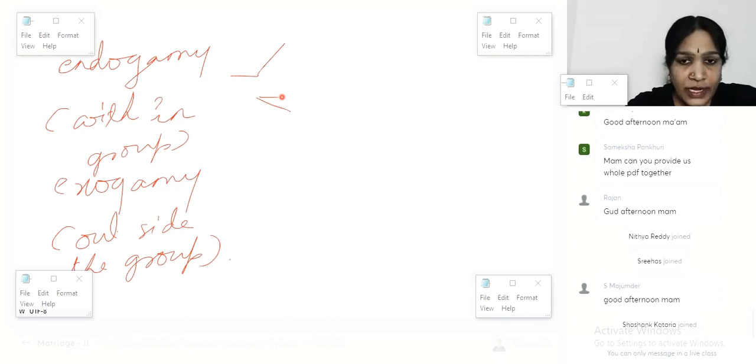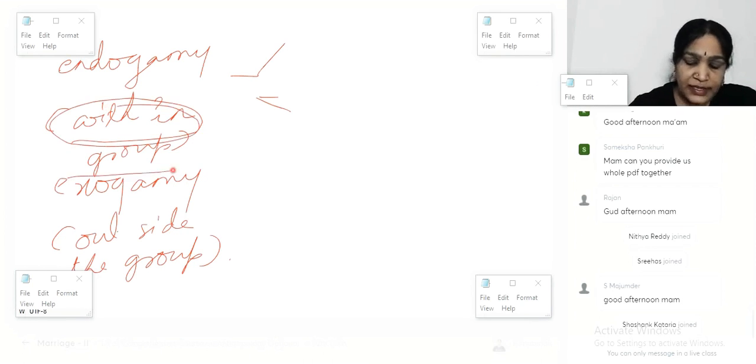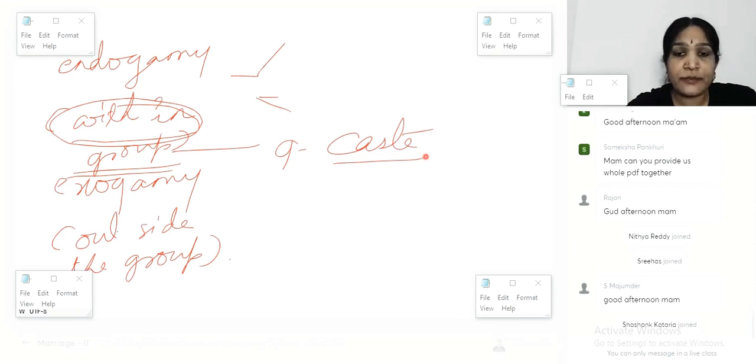Depending on what the group is, you can have a few types of endogamy. I will ask you a question. You can message your answer. If a couple gets married within the same caste, here the group is caste, they are marrying within the group. Therefore, it is endogamy. That group is caste. Therefore, it is called caste endogamy.